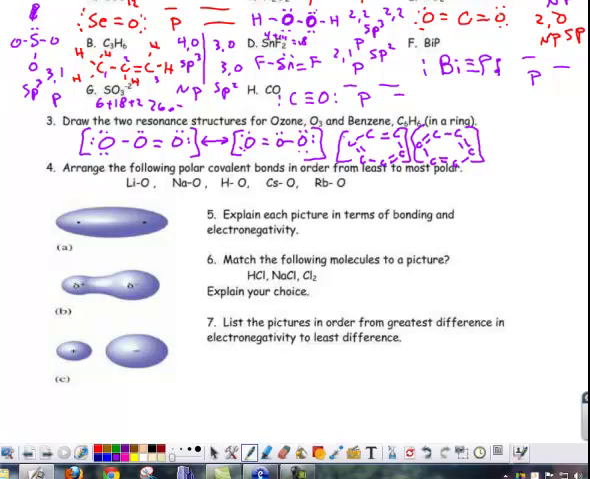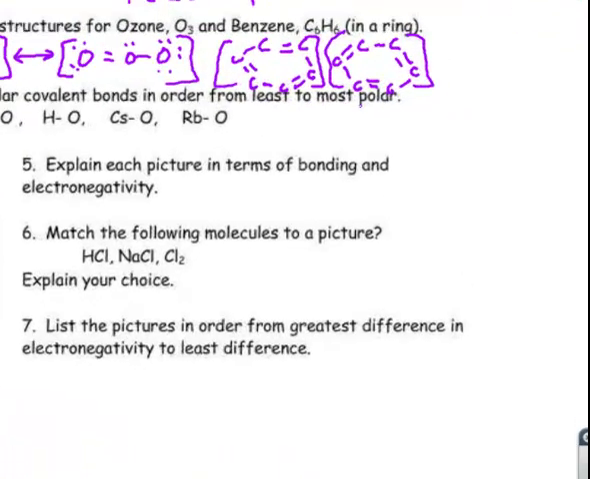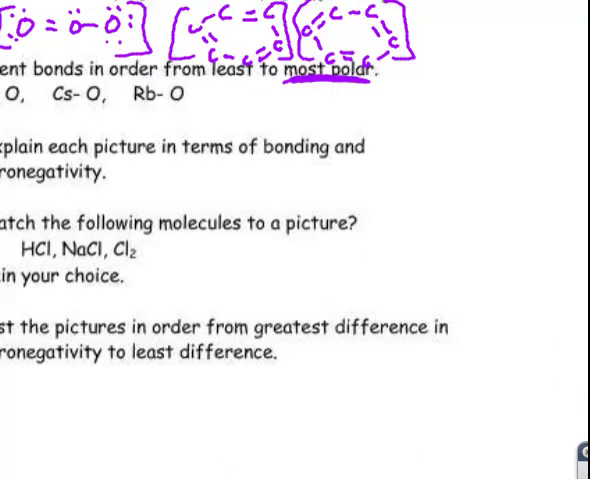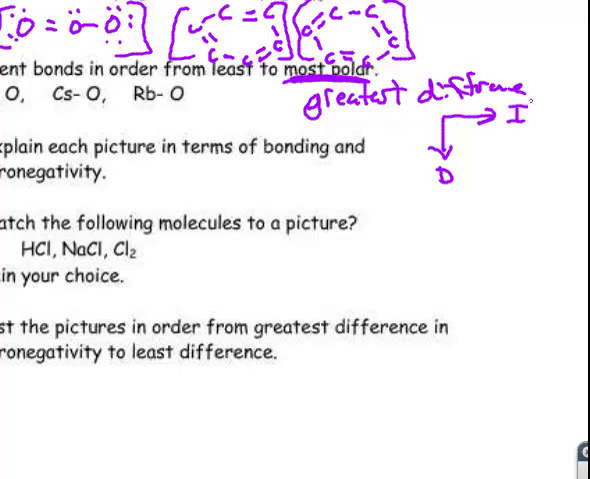All right, arrange the following polar covalent bonds from least to most polar. So most polar is going to be the greatest difference in electronegativity according to the trend. And the trend is it decreases as it goes down and it increases as you go across. So we're looking for the one that has the greatest difference. And rubidium is going to be at a lower electronegativity than lithium is. And oxygen's higher than both of them. So this one is going to be the greatest difference.